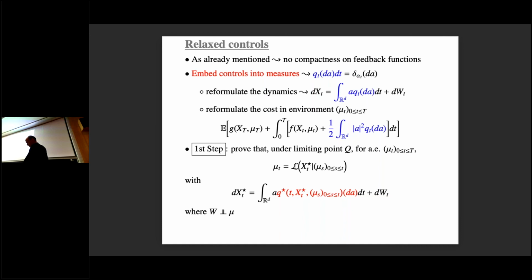So this is the first step in his work. I have to say that mu, which is random, you can prove that this is independent of the noise that you have here. This is something that you can prove. Okay.